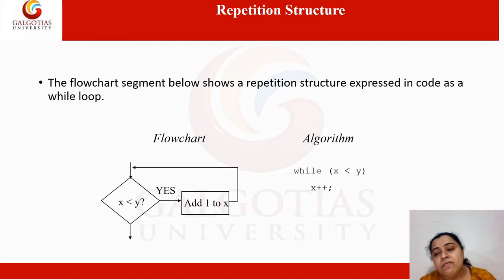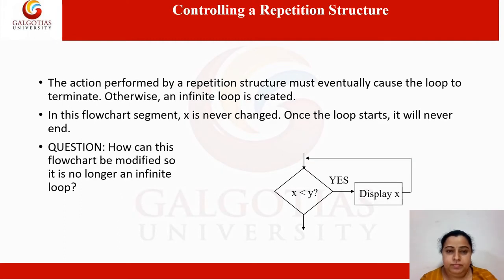Now we need to control the repetition. If we do not control the repetition, let's say I remove this display box, what will happen? I'm just writing x less than y and display x. I'm not adding any value to x. I'm not changing x. Now what will happen in this case? This becomes an infinite loop. This infinite loop will be of no use at all.